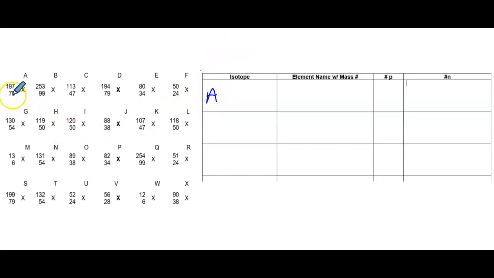I'm looking for something else that has to have the same bottom number, so I can look for D, anything that has the same bottom number. And then S. And that's it. Okay, so now I'm going to talk about what A, D, and S are. So who is element A, D, and S?